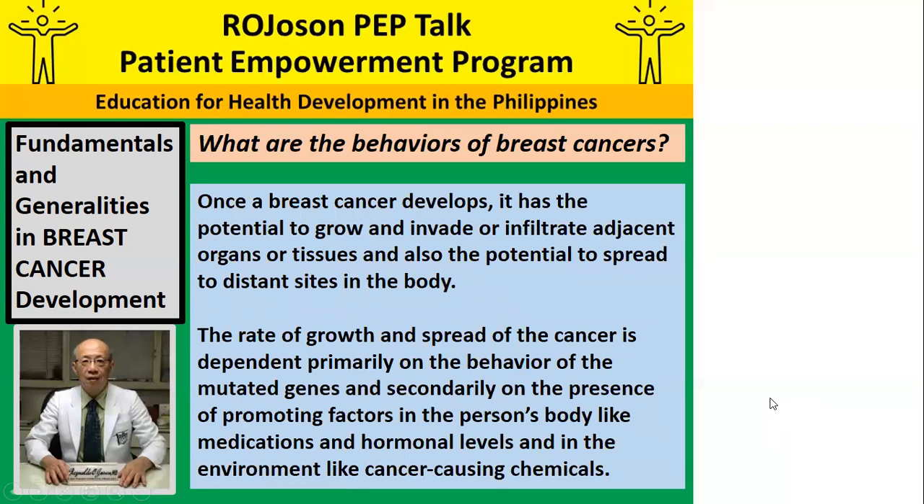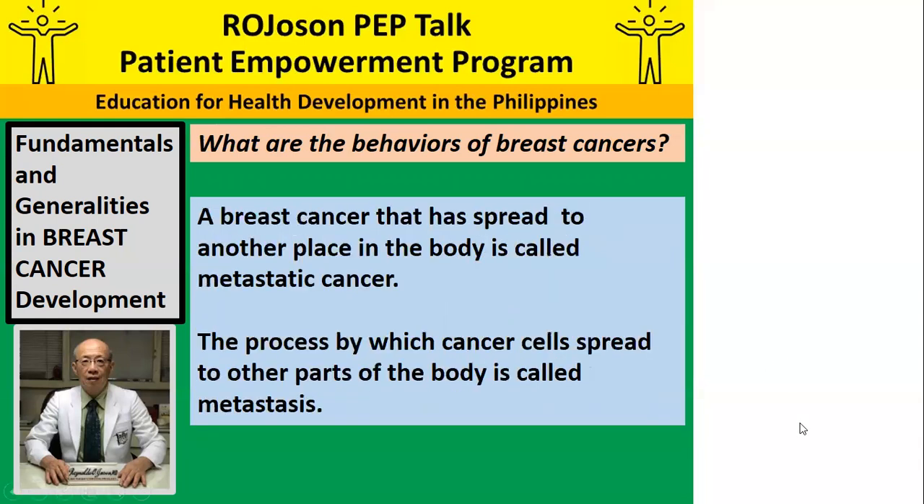What are the behaviors of breast cancers? Once a breast cancer develops, it has the potential to grow and invade or infiltrate adjacent organs and tissues, and also the potential to spread to distant sites in the body. The rate of growth and spread of the cancer is dependent primarily on the behavior of the mutated gene, and secondarily on the presence of promoting factors in the person's body, like medications and hormonal levels, and in the environment, like cancer-causing chemicals.